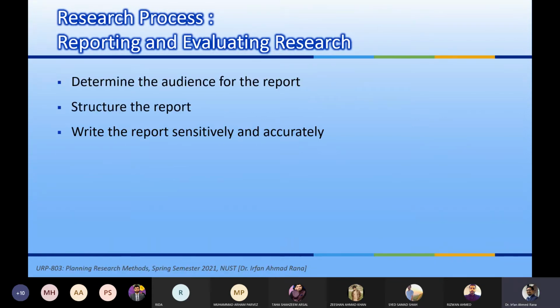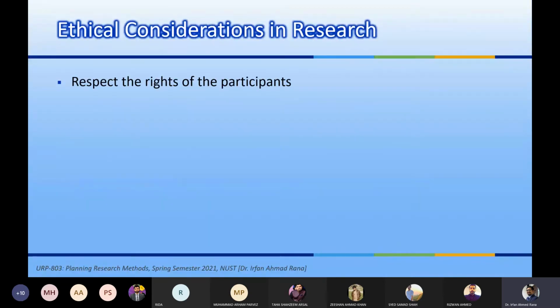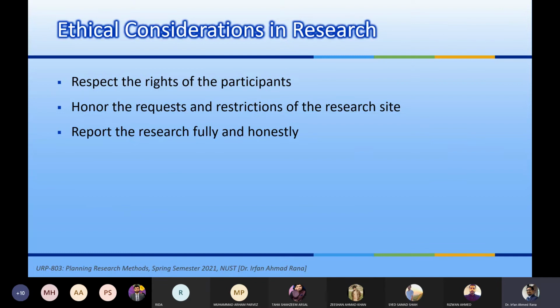Who are you? Which type of audience will be reading your report? What is the structure of the formatting of the report? And how accurately is your report representing your analysis? So, ethical considerations, of course, I've talked about it one way or another: we should respect the rights of participants or respondents.